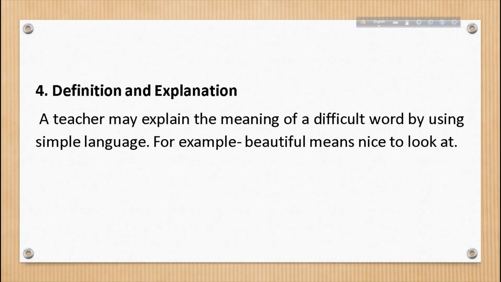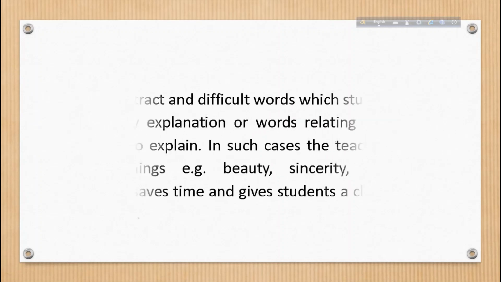Definition and explanation. A teacher may explain the meaning of a difficult word. When we don't show the real objects, we don't mime it, then we explain it, okay, by using simple language. For example, beautiful means nice to look at.